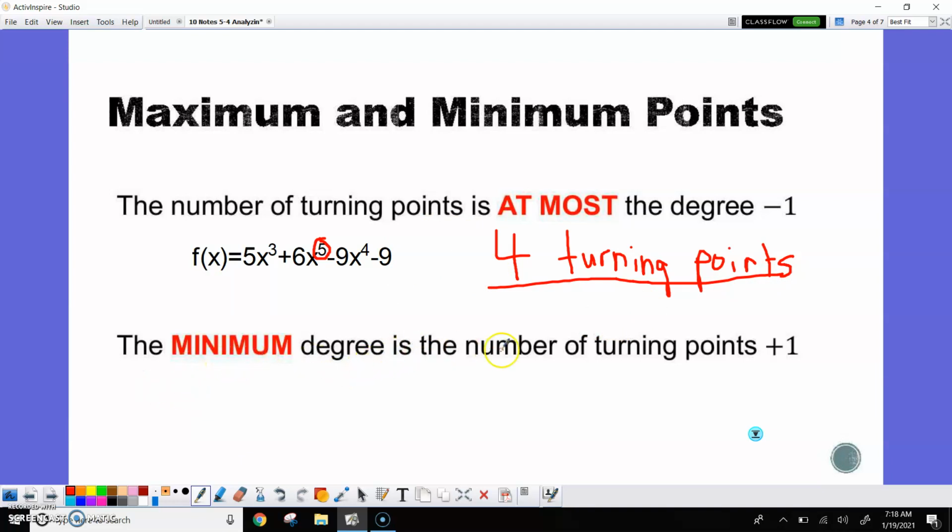The minimum degree is the number of turning points plus 1. So let me draw some random graph here. I'll count all the turning points. Every valley is a local minimum. Every top of the hill is a local maximum. So right here, this valley, that is a local minimum. Here we have a local maximum. Here we have a local minimum. Here we have a local maximum. So as you can see, there's multiple extrema, multiple turning points. So 1, 2, 3, 4. So I add 1. So it's a degree of 5 at least.